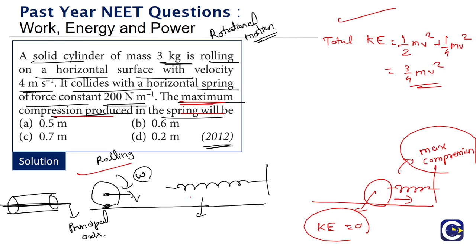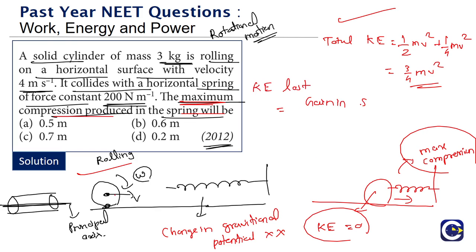The spring is on the horizontal floor, and the cylinder is also on the horizontal floor. So there is no change in the gravitational potential energy. Gravitational potential energy change is not involved here, because it is all happening on the same horizontal floor. Whatever kinetic energy is lost by the cylinder goes in the form of gain in the spring potential energy.